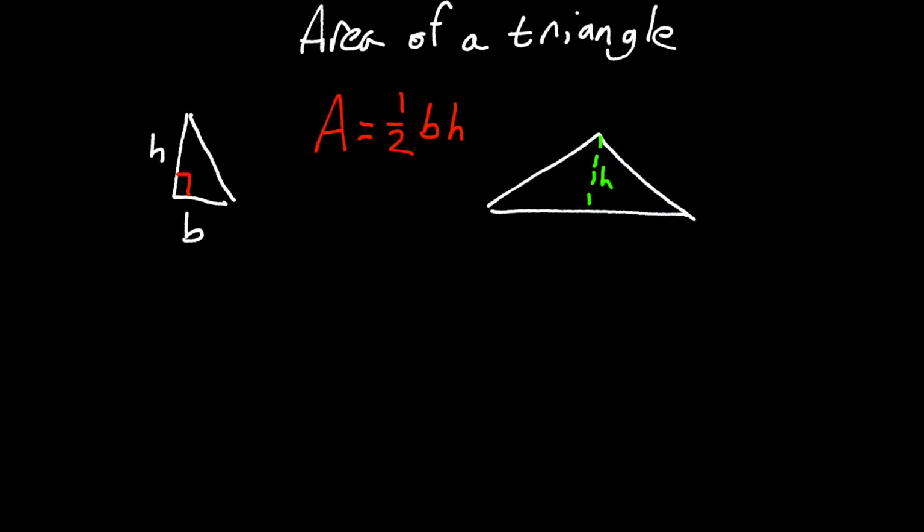But what we're going to focus on in this video is, what if we don't know the height? What if that piece of information is missing, and all I know are some of the side lengths and an angle? How can we find the area of a triangle if we know the side lengths and an angle? So let's get started figuring this out.